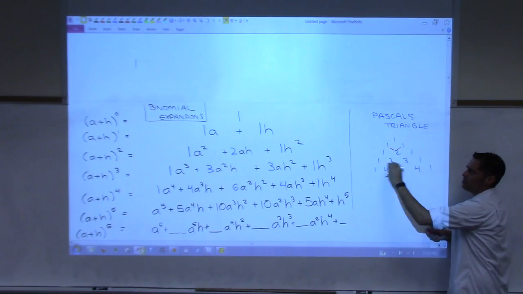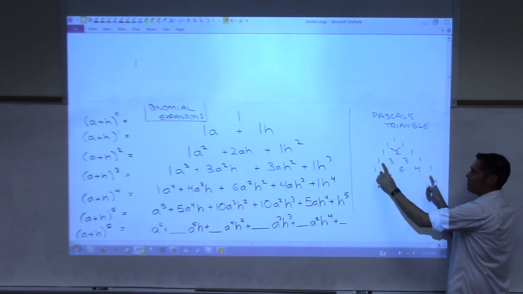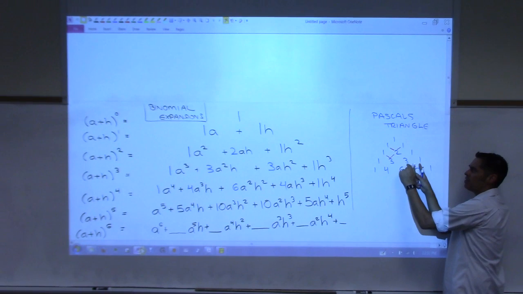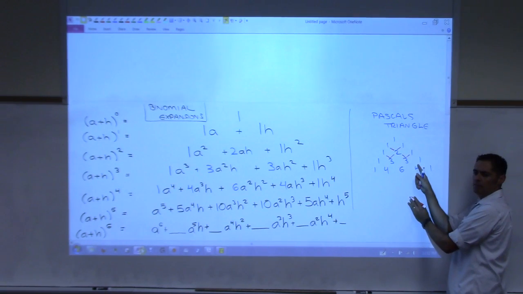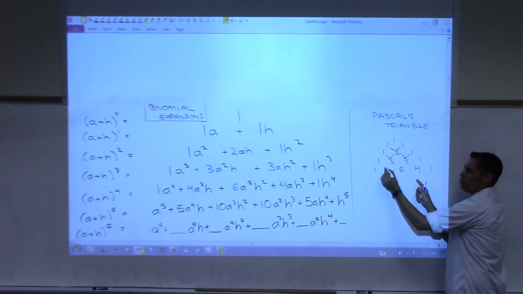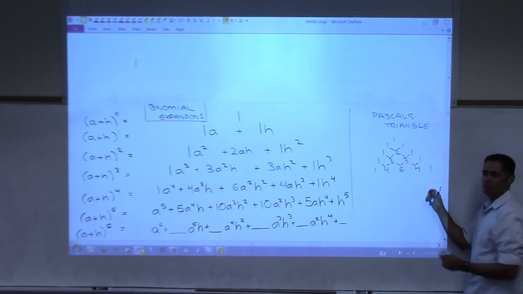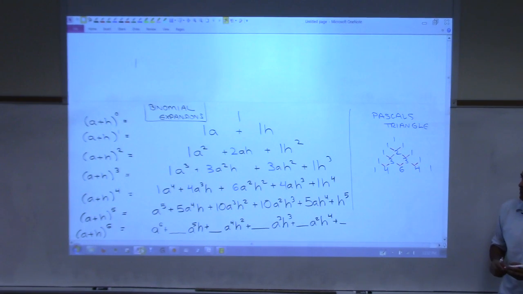Look at this row. 4 numbers. The 2 ends are 1s. This 3 comes from these 2 numbers added. This other 3 comes from these 2 numbers added. This 4 comes from the 1 and the 3. The 6 comes from the 3 and the 3. The 4 comes from the 1 and the 1, or the 3 and the 1. Understand? No.